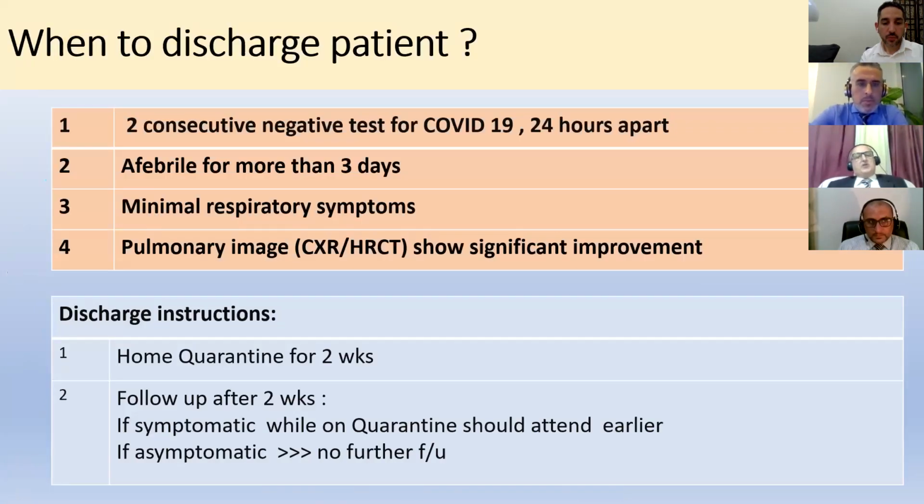We discharge the patient after 2 consecutive negative results 24 hours apart, and the patient should be at least 3 days afebrile with no or minimal respiratory symptoms, and his chest X-ray and HRCT should show significant improvement. After discharge, the patient should be quarantined at home for a couple of weeks with all precautions. And in case he has any recurrence or symptoms, he should come for follow-up. Otherwise, if there are no symptoms, there is no further follow-up.